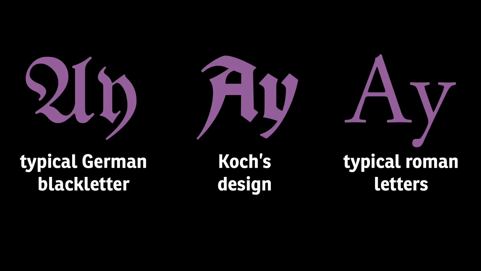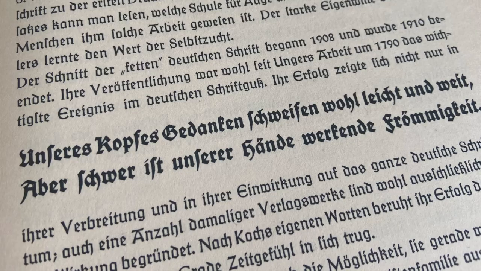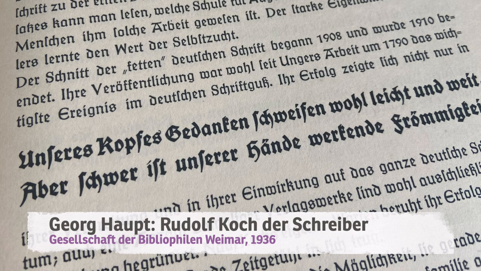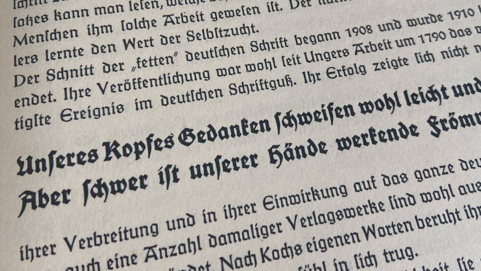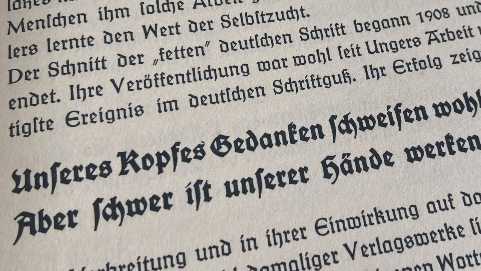Take a look at this comparison. Some letter forms are an obvious break with tradition, while other letter forms kept the typical blackletter skeleton. So while the design appeared somewhat modern for its time, it was still aimed at a market where people had sufficient experience with reading blackletter. One author of a book about Rudolf Koch said the design of this typeface was the most profound event in the history of the production of fonts in Germany since 1790, when the printer Johann Friedrich Unger also experimented with the idea of combining blackletter and Roman typefaces.